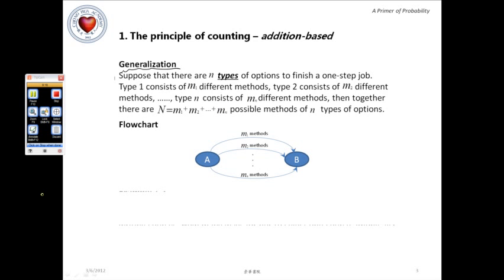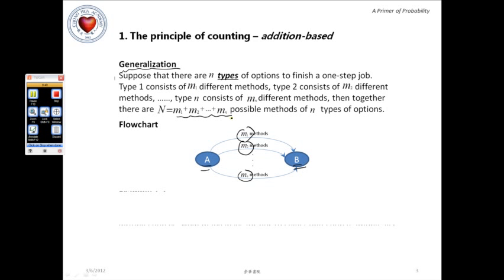Given the problem statement A, there are n types of options, among which consist of m1, m2 until mn different methods. Each can get the required job done independently. That results in totally m1 plus m2 plus until mn possible methods.